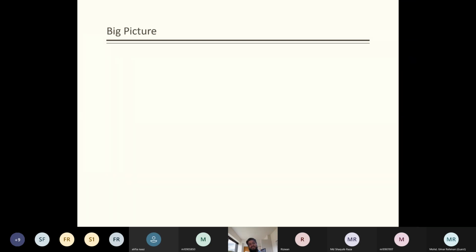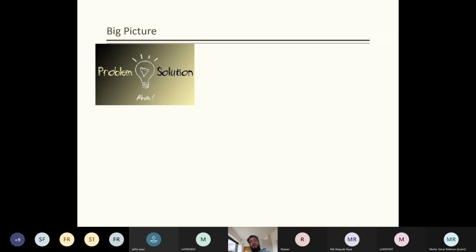So what is the big picture here? What are we trying to achieve with this research proposal? Well, one thing is you identify a problem and you come up with a solution.